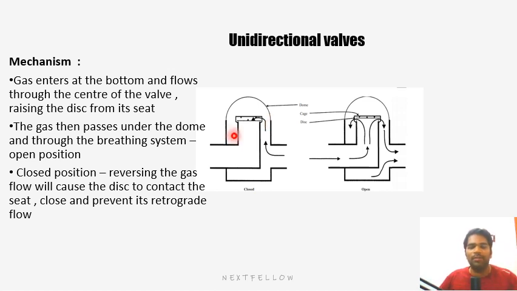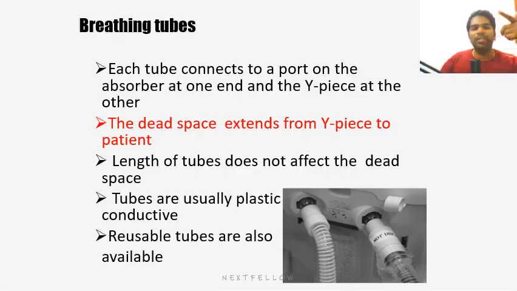Okay, you can read the theory for yourself. I have given you the explanation. Now, breathing tubes. We know there is an inspiratory tube, we know there is an expiratory tube. Both tubes are connected by a Y-piece connector.